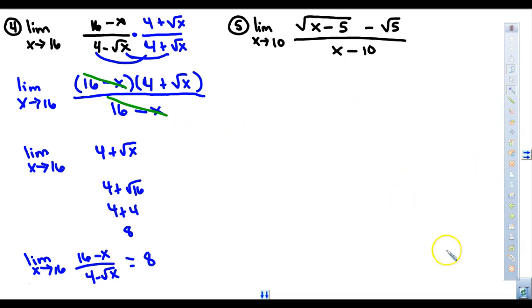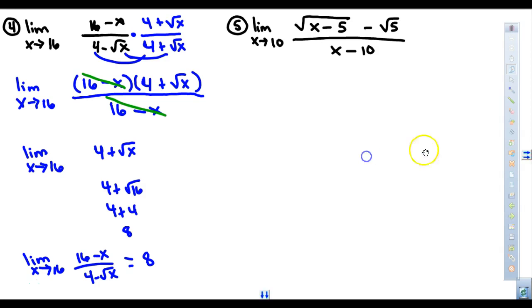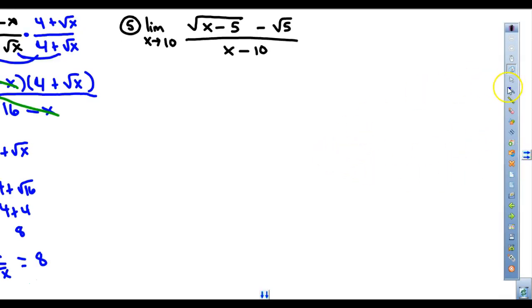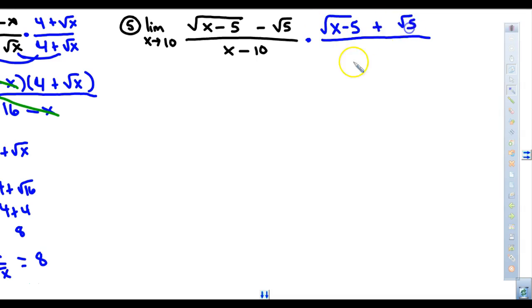Okay, all right. Let's look at number 5 here. All right. This time we do have radicals, but notice they're in the numerator. And when you plug in that 10 in your denominator, you're definitely going to get a 0 here. So you know you got to do some work. All right. This time, since our radicals are in the numerator, we are going to multiply top and bottom by the conjugate of the numerator, because that's where your radicals are. So that's going to be the square root of x minus 5 plus the square root of 5.